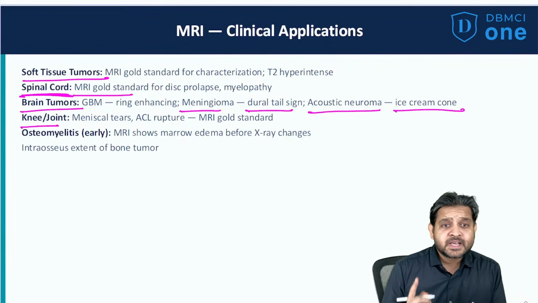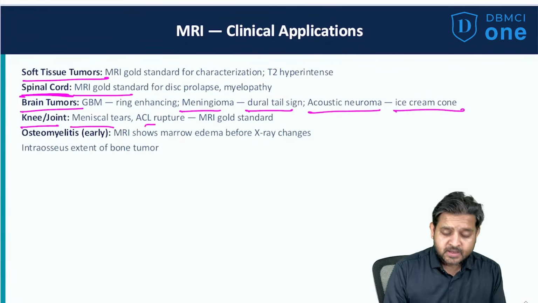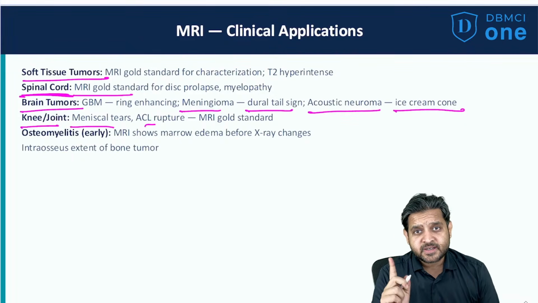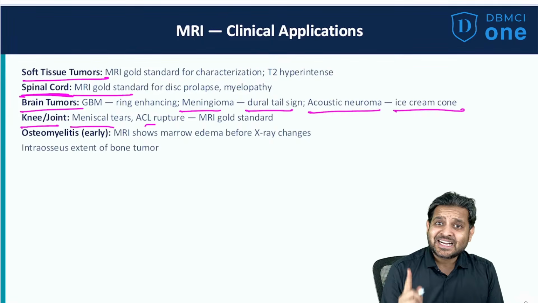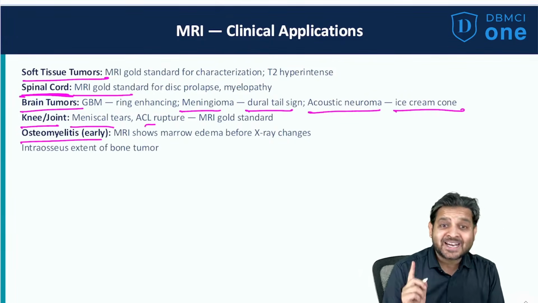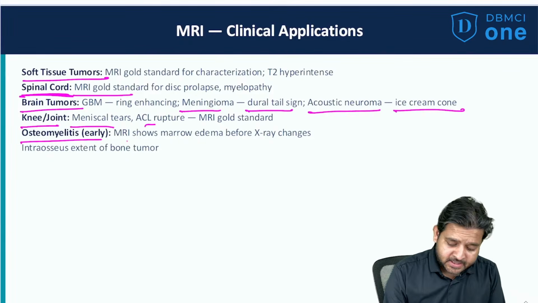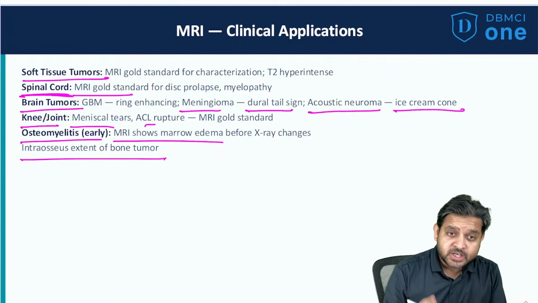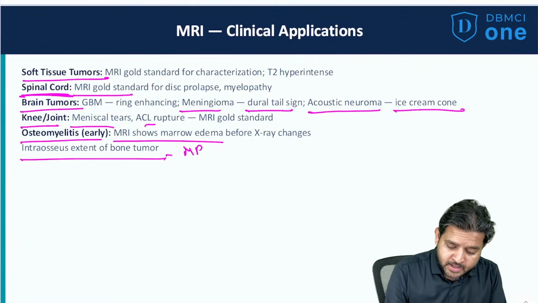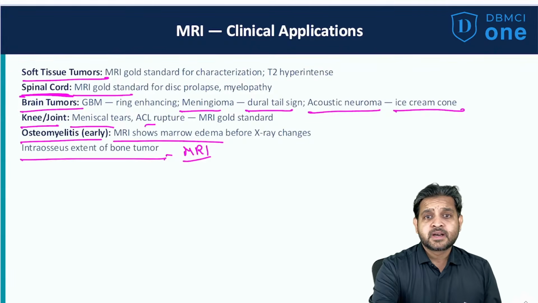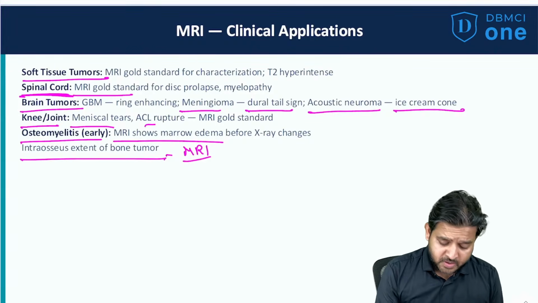Knee joint, please remember, meniscal tear, ACL rupture, MRI is the standard non-invasive gold standard. MRI is nowadays the standard non-invasive gold standard that is to be done. Early osteomyelitis, MRI is the preferred investigation. Intraosseous extent of a bone tumor, MRI is the preferred investigation, right? These are some of the important clinical pearls that you need to be aware of.